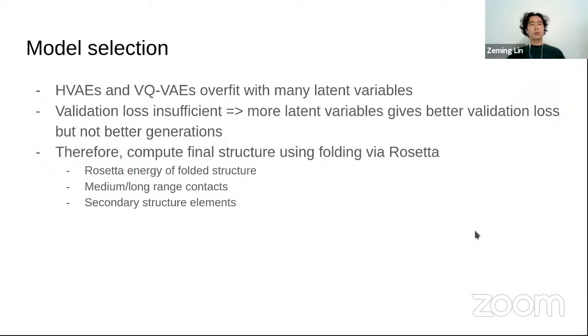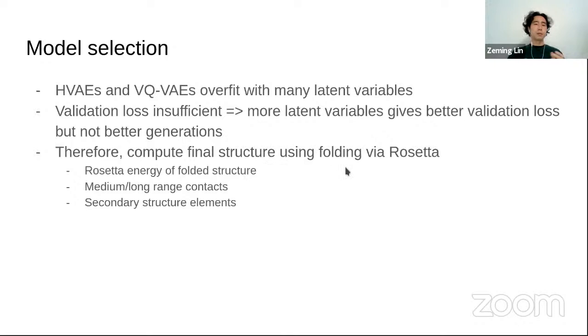We did run into one problem, which is that the hierarchical VAEs and VQ-VAEs tended to overfit. You can give it as many latent variables as it wants, and if you give it enough latent variables, it's just going to memorize your inputs completely, and so the validation loss we get is going to be 0, but it's not going to be able to do good generations because the generator is only recapitulating whatever's in your latent variables. So therefore, we had to find a different way to check the goodness of our models.